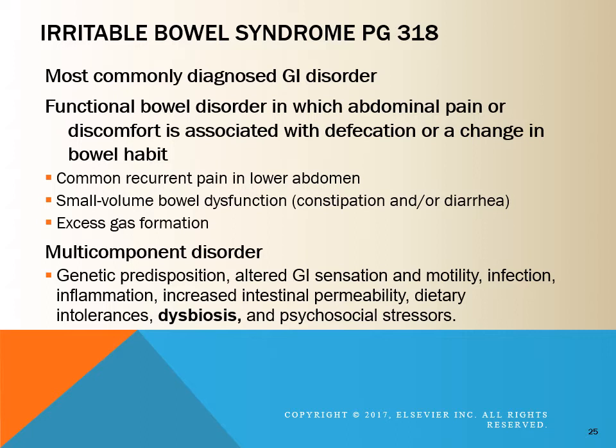So now we're on specifically IBS. This is the most commonly diagnosed GI disorder. Functional bowel disorder in which abdominal pain or discomfort is associated with defecation or a change in bowel habit. Common recurrent pain in the lower abdomen. Small volume bowel dysfunction. It can be constipation and or diarrhea. Excess gas formation. And it's a multi-component disorder. So it affects many things. I'll go ahead and let you read that last part for yourself.